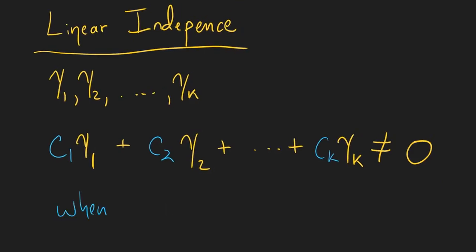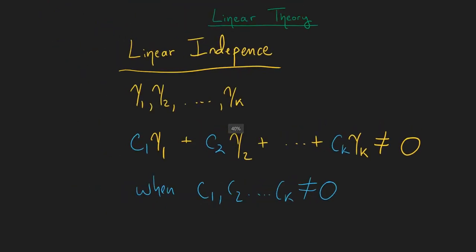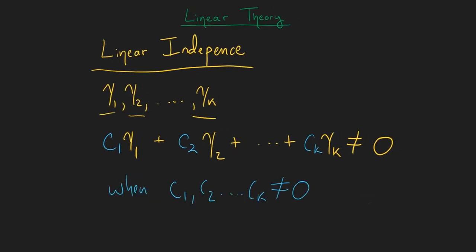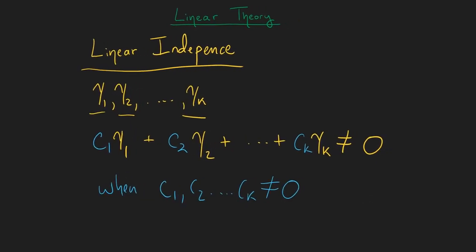when c1, c2, on up to ck do not equal 0. In other words, none of these solutions can be written as a constant multiple of another, or none of these solutions can be written as a linear combination of the others.